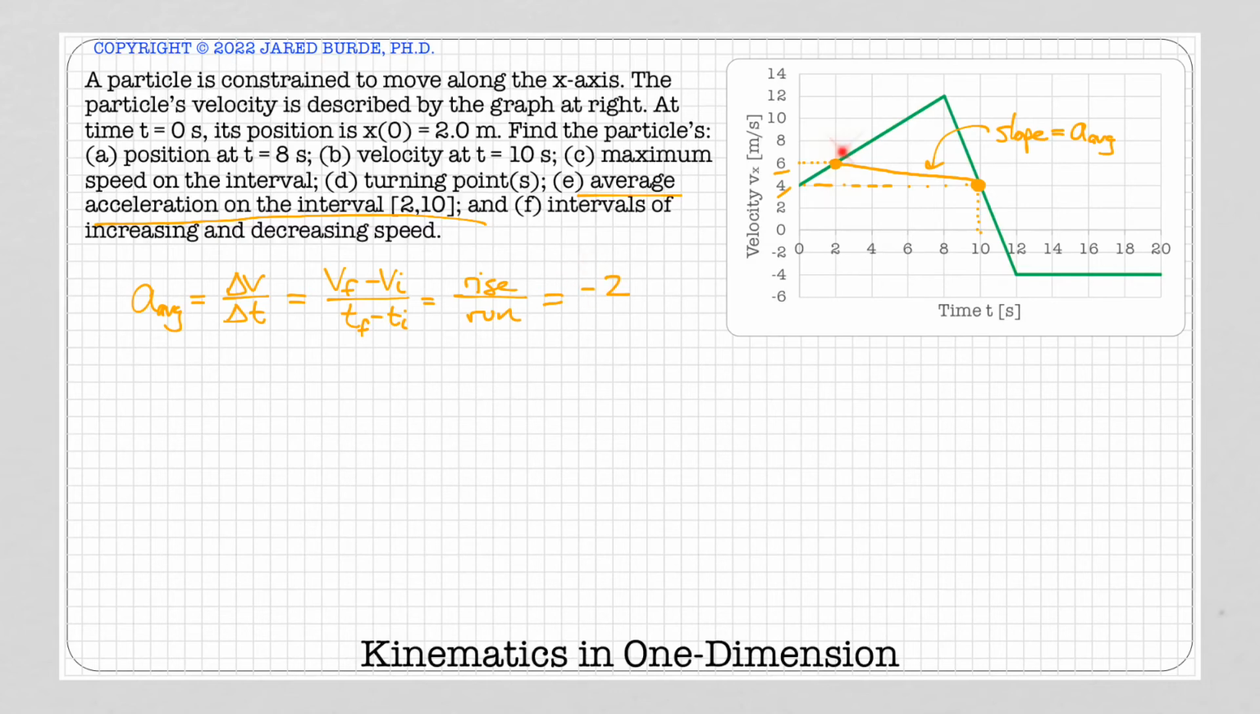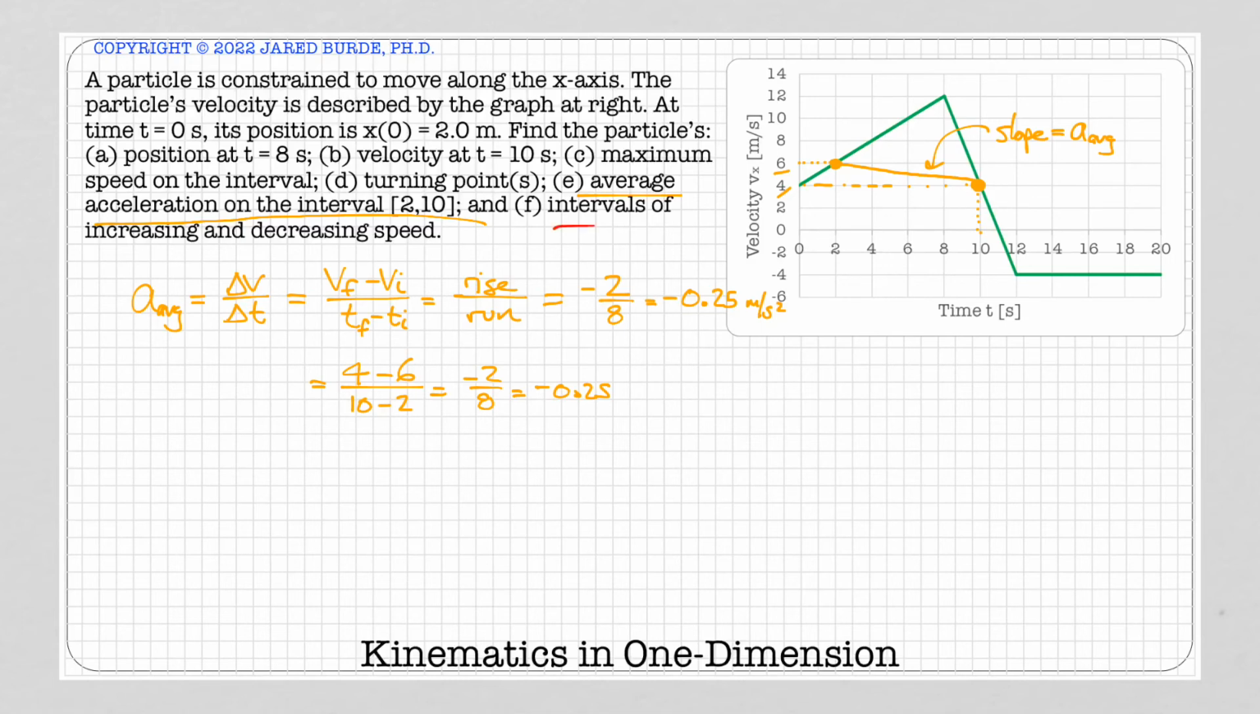That's a negative, means that that's downwards. And I'm going from 2 to 10. That is a distance of 8. And so my average acceleration is -0.25. Acceleration is measured in meters per second squared. If I wanted to use this equation, I could. I said that my final velocity here was 4. My initial velocity was 6. And my final time was 10 seconds. My initial time was 2 seconds. And this gives me the same answer that I had before.